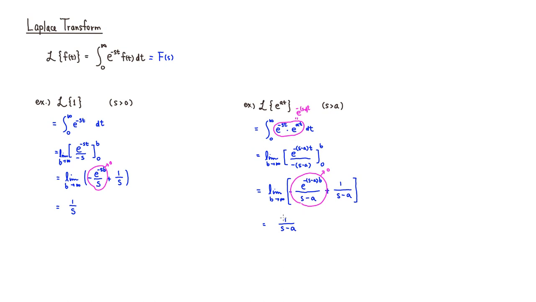So this is just a couple of examples, and we're going to look at quite a few more examples later. But the Laplace transform is defined in terms of the improper integral defined here. Remember that the resulting function is going to be a function of s, not t. All right, that's it. I hope that this was clear.